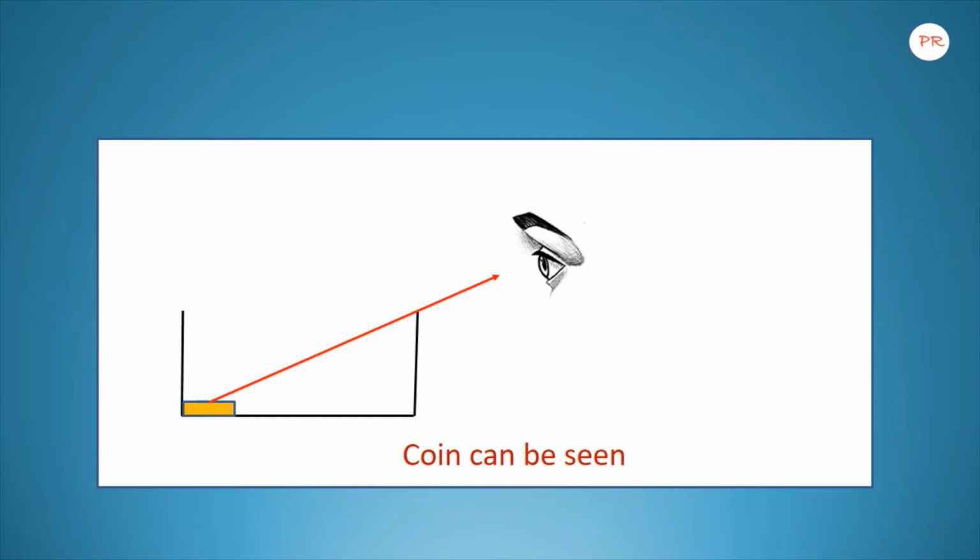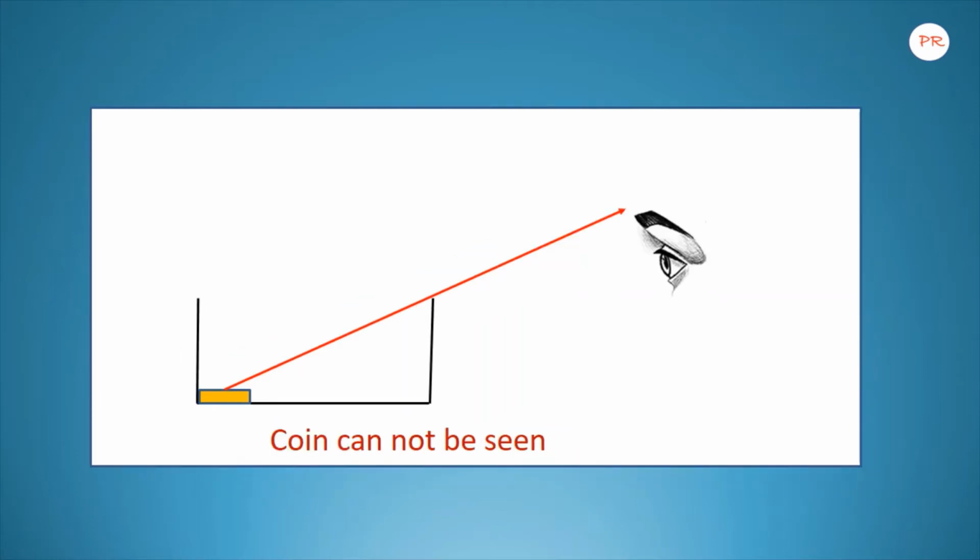Initially, this coin was visible to us. Why? Because rays coming from the coin were straight away entering our eye. When we moved the cup away from us, the coin disappears. Why? Because the rays coming from the coin were not able to enter our eye.